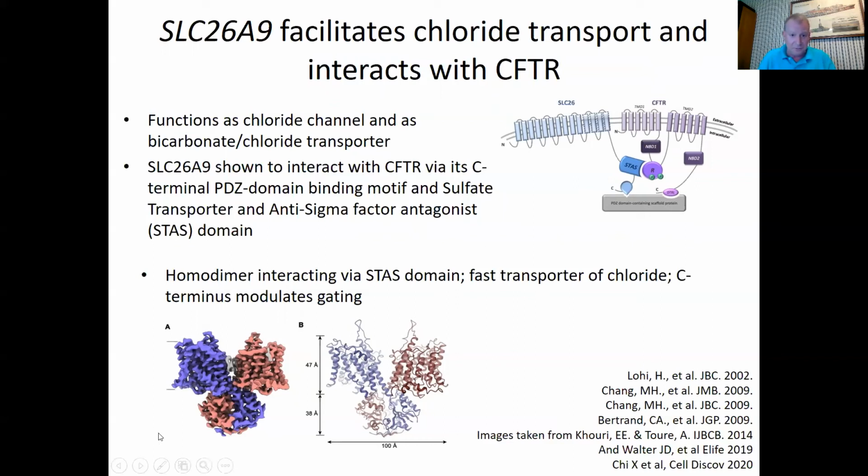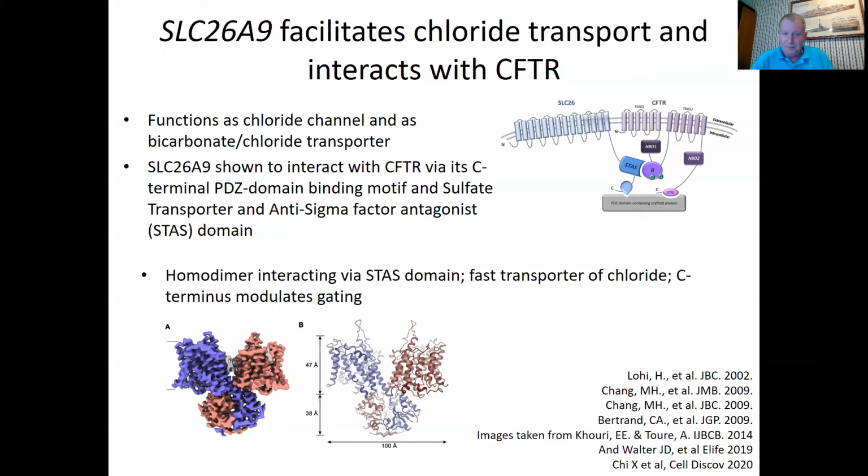I'll show you the picture, and colleagues who recently published in Cell Discovery also found a very similar structure. So it seems pretty firm that this is a dimer. And further studies of this show it's really a fast transporter of chloride. It doesn't seem to mediate bicarb transport much. So it's primarily a chloride transporter. And so, again, thickening the plot for its role in CF tissues.